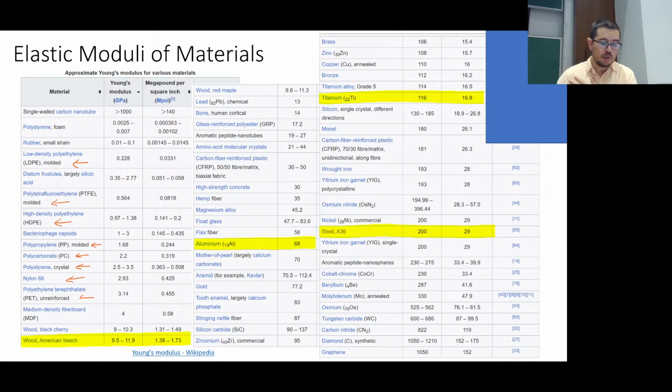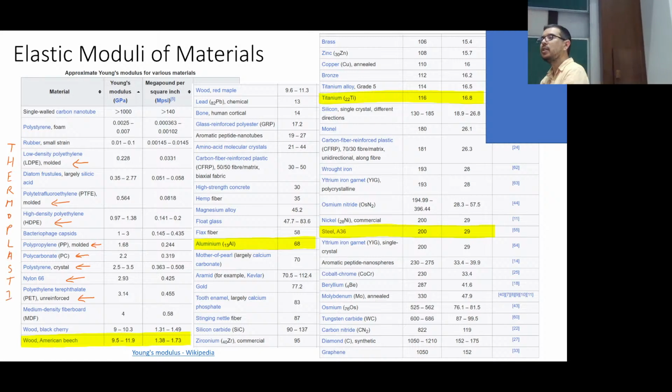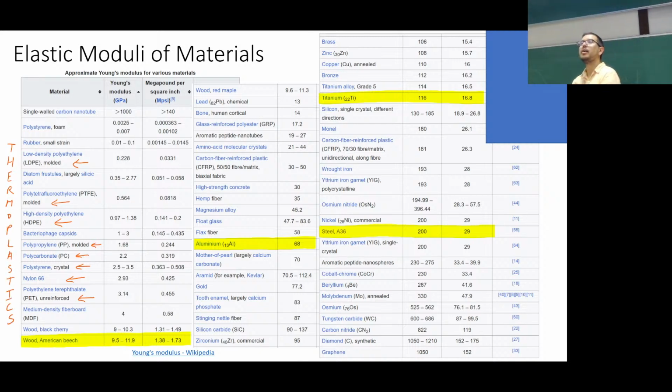So why in the world do we use all these different materials with all these different elastic moduli? Why don't we just use one for everything?